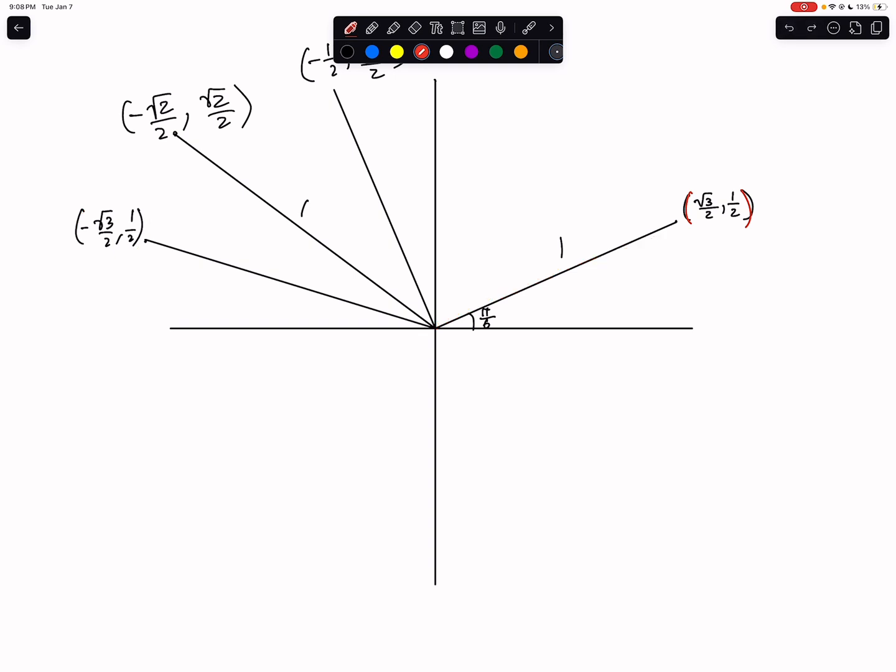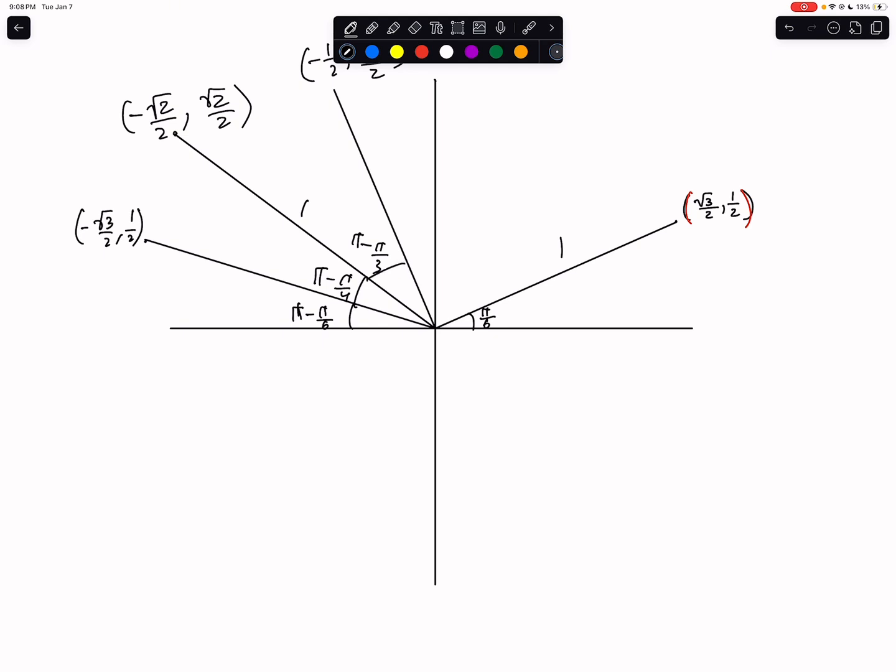So, really, for all these angles, you just need to do pi minus its corresponding angle to the first quadrant. So this is pi minus pi over 6. This is pi minus pi over 4. And this is pi minus pi over 3.